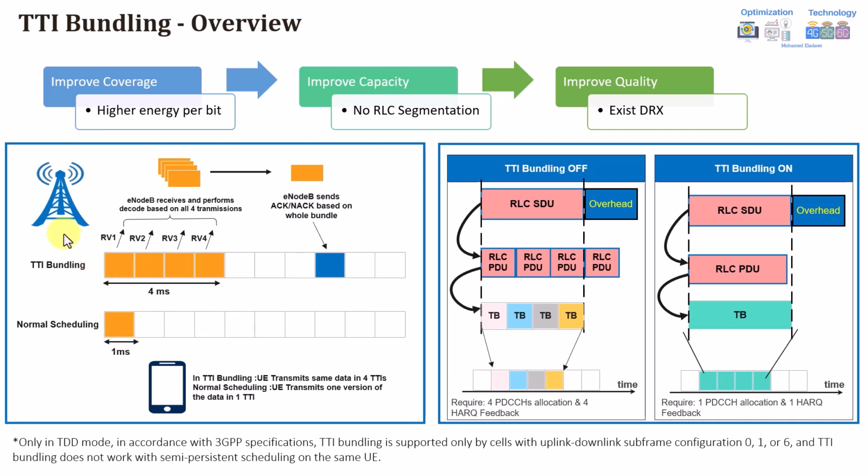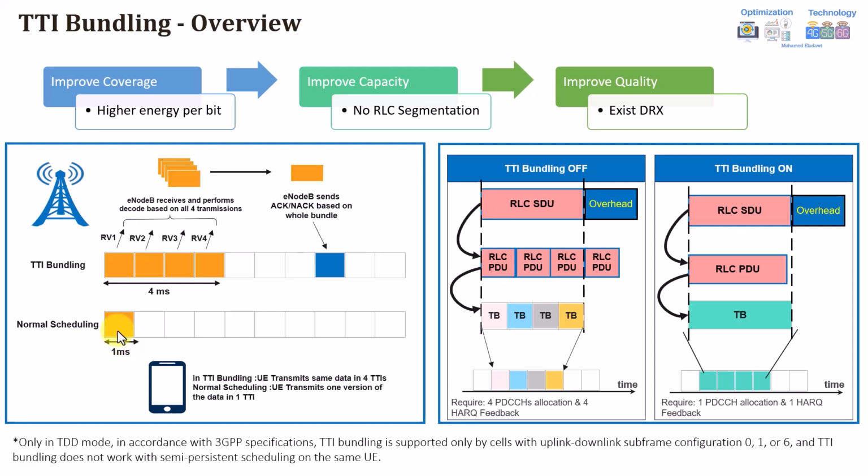In the normal scenario, if you look into the part here on the left, in the normal scheduling scenario, the resources will be scheduled in 1 millisecond. So all the data will be sent, for example, within a particular TTI from the UE in terms of uplink to the eNodeB.